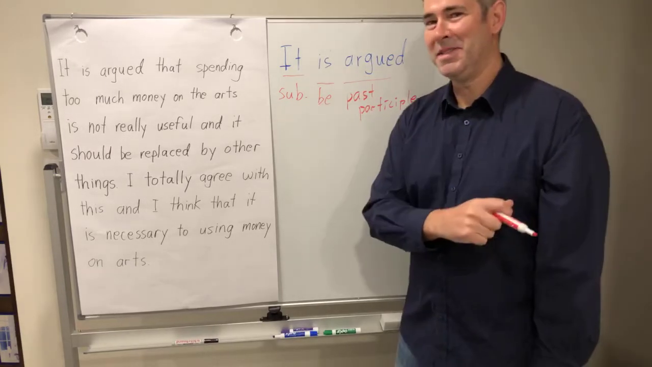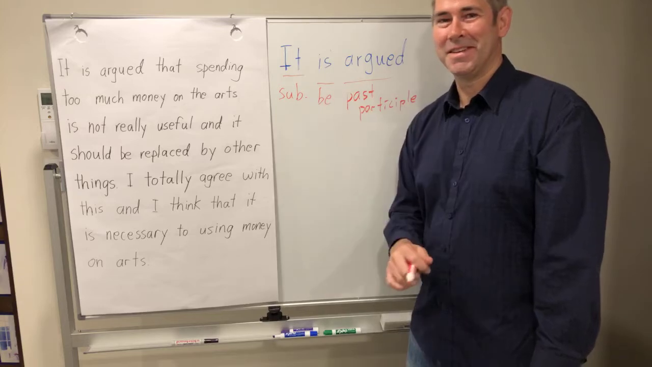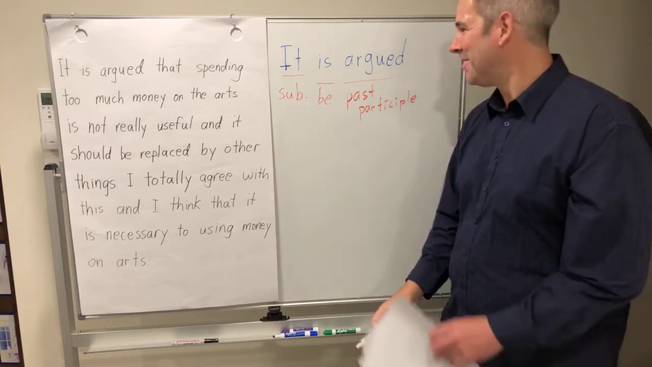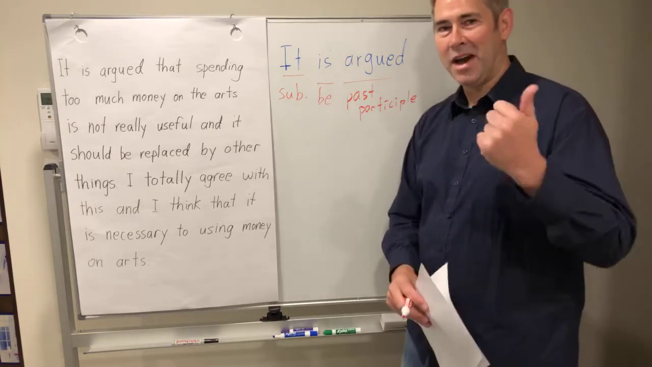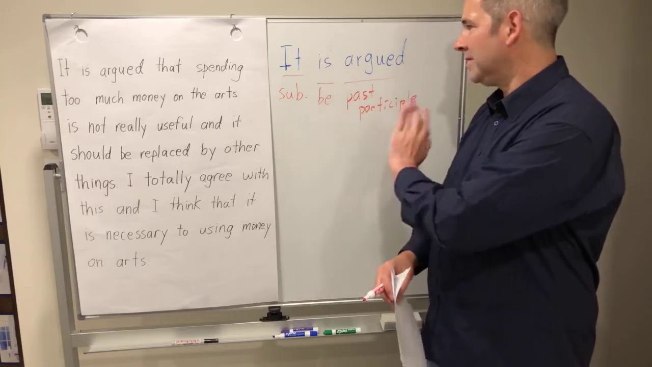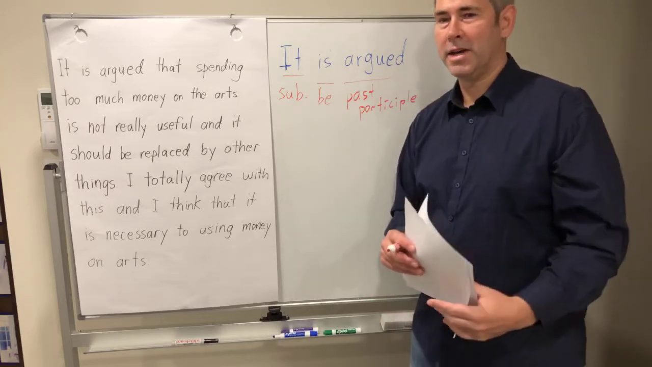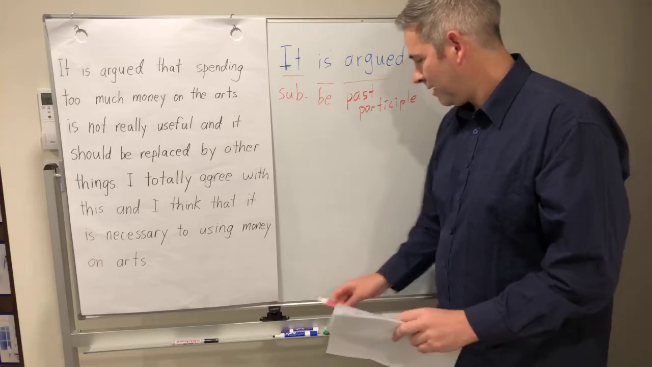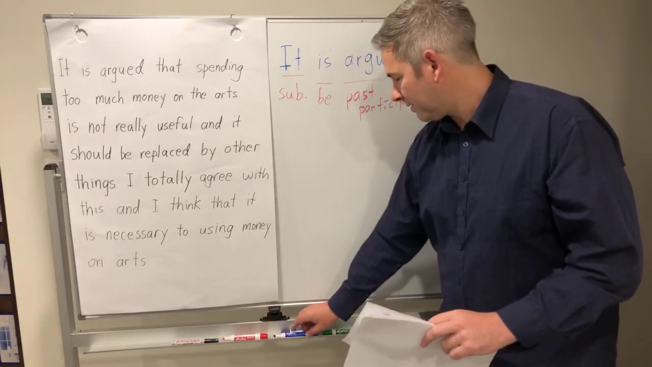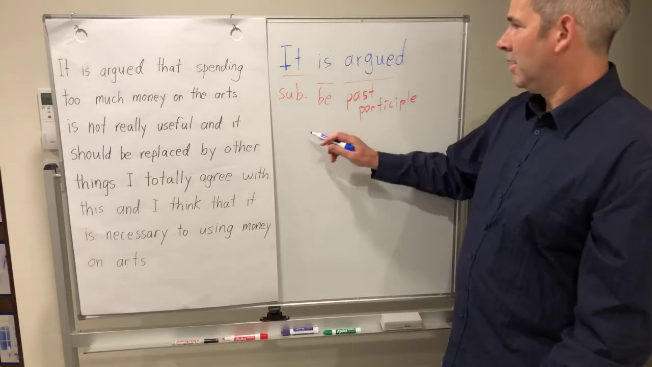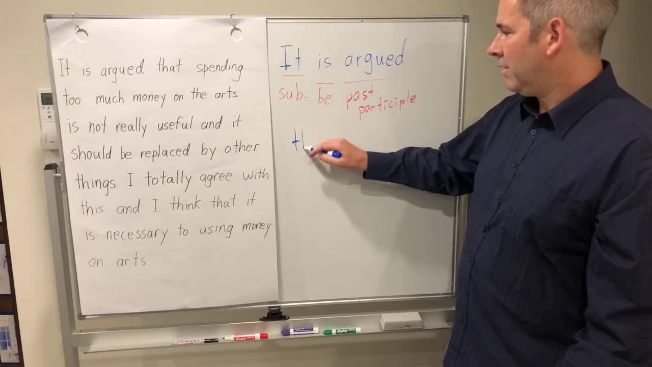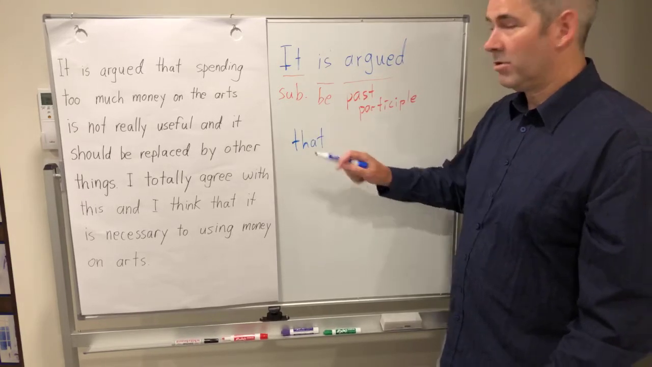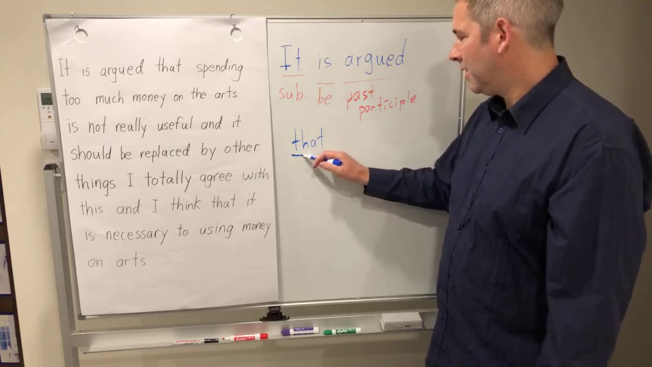Now, if you spot any spelling mistakes while you're watching, send a comment through and I'll definitely correct myself. But argued, argued, argued. So it is argued. Again, really nice way to start off this answer. The next thing I like about this paraphrasing is the use of the conjunction, or relative pronoun in this case, that.